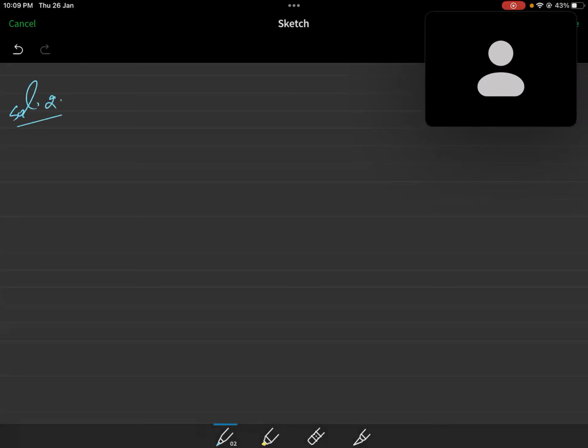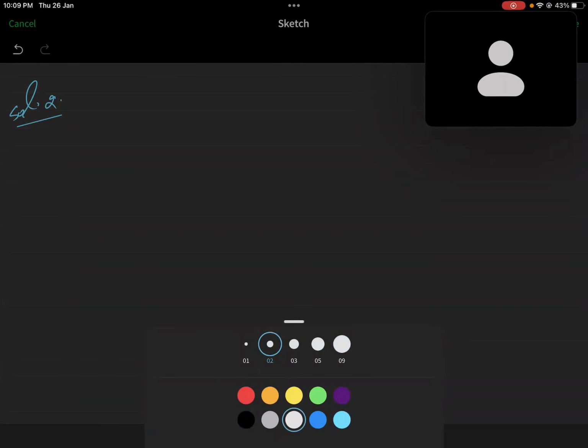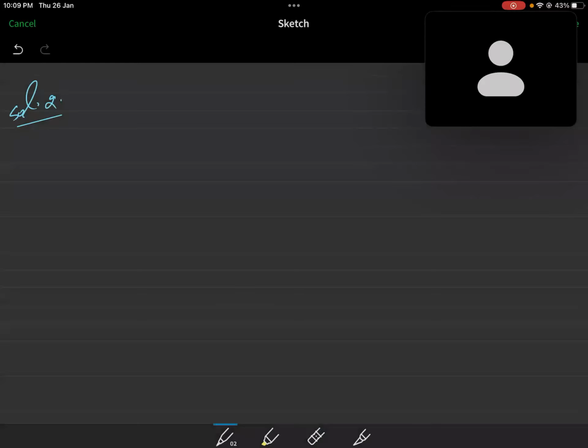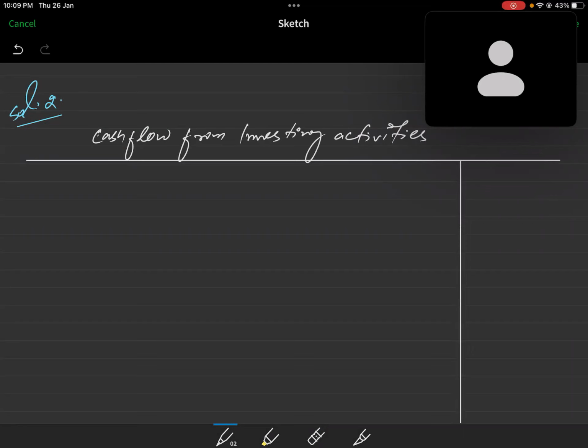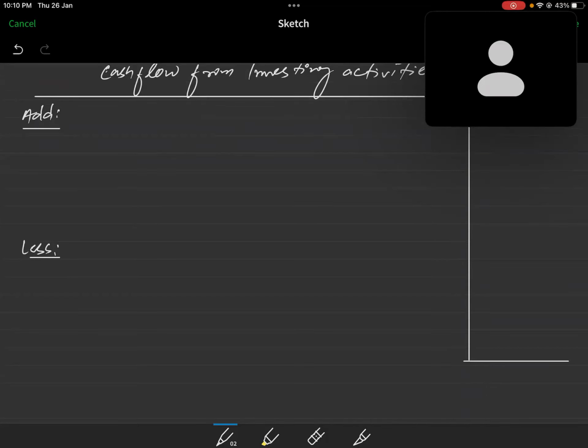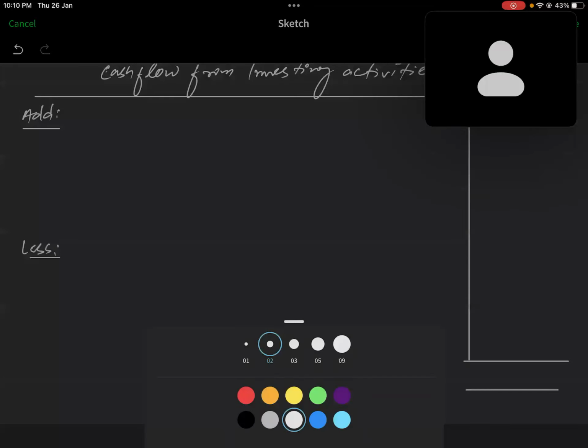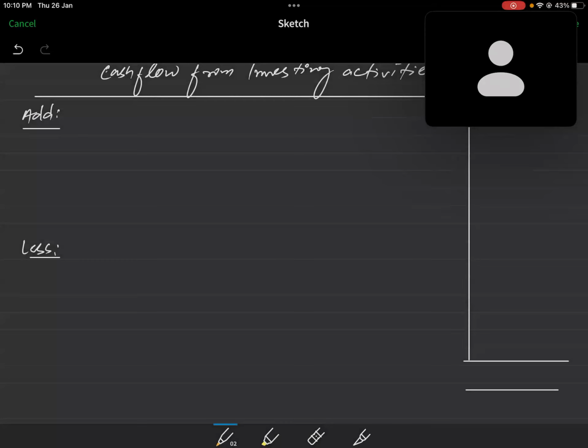Solution to question number 21. This particular question does not require us to prepare any kind of account. This is a very easy question. We will be able to find out the cash flow from investing activity without even preparing any kind of account. Cash flow from investing. So first of all, we'll write those items which need to be added, and then those items which need to be subtracted, and eventually the total of that, which will show cash flow from investing activity or cash outflow, cash used in investing activity.